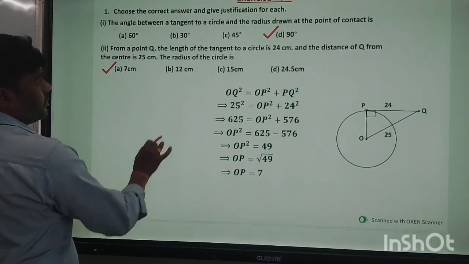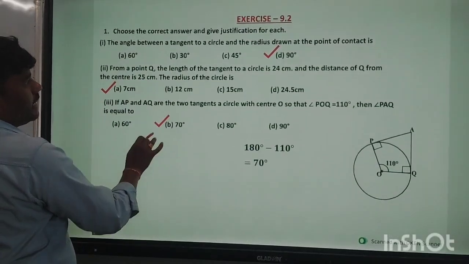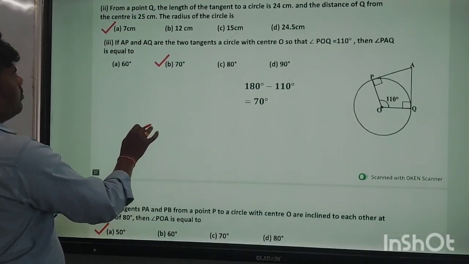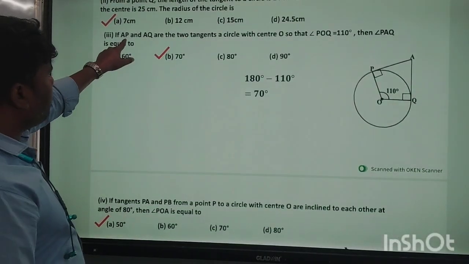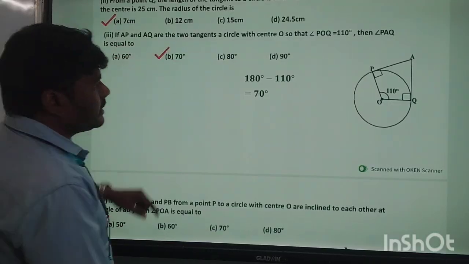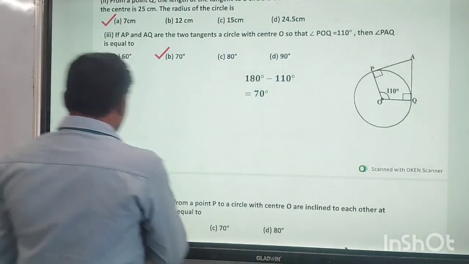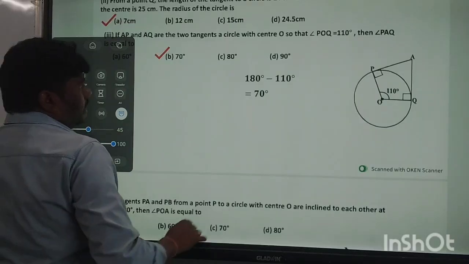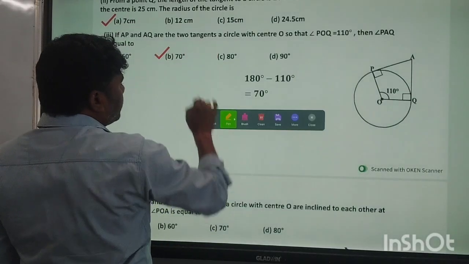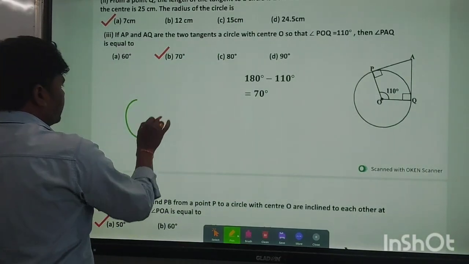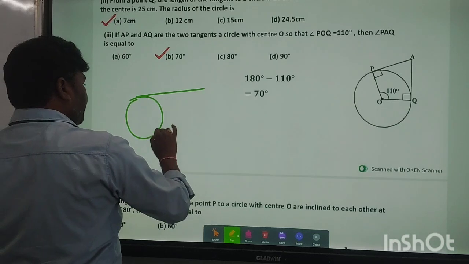This is like this only, right everyone. And one more: if AP and AQ are the two tangents, say AP and AQ are two tangents, one circle drawn.